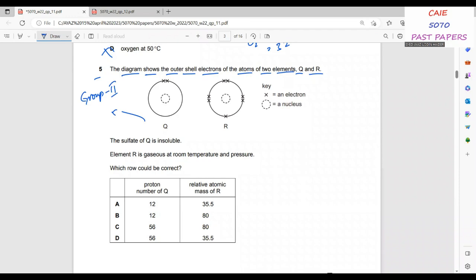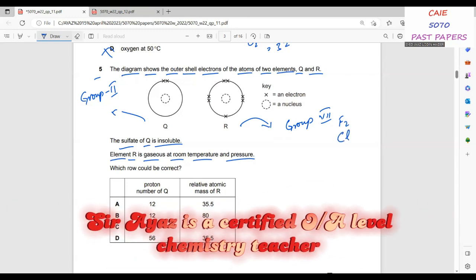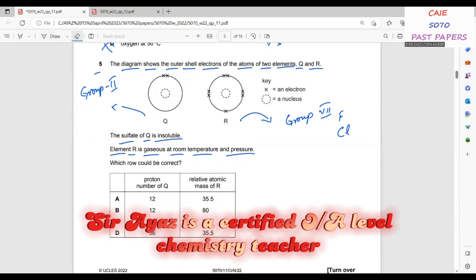And R contains 7 electrons, so it must be from group 7. The sulfate of Q is insoluble. This is one piece of information. Element R is gaseous at room temperature and pressure. We know in group 7, the elements are F2, fluorine, chlorine, bromine, iodine, and astatine. Only fluorine and chlorine exist in the gaseous state.